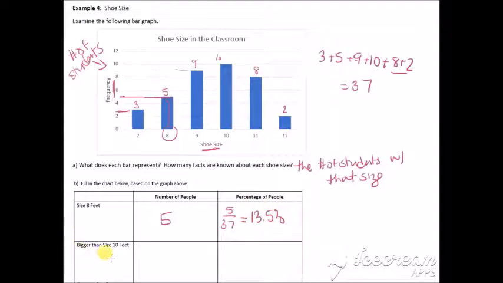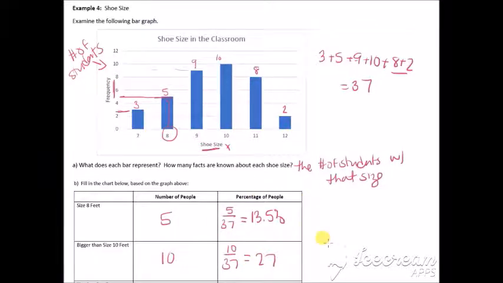Okay, how many people are bigger than size 10? So bigger than size 10 would not include size 10, it would just be more. So that 8 plus 2. So we'd have 10, which is 10 over 37. So if you want to express this as a percentage, 27%.